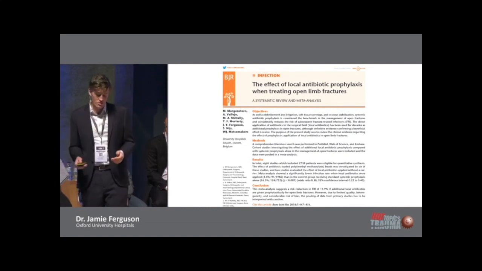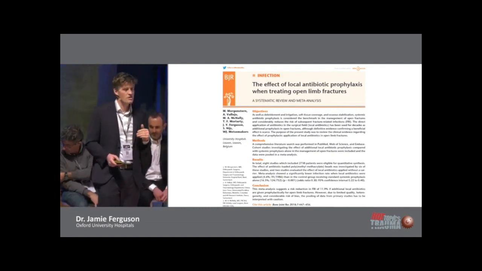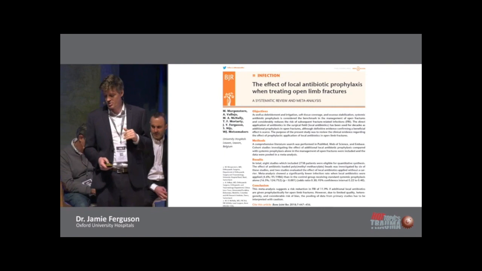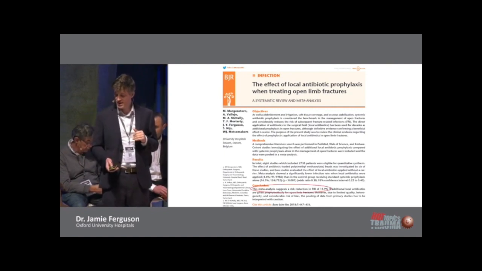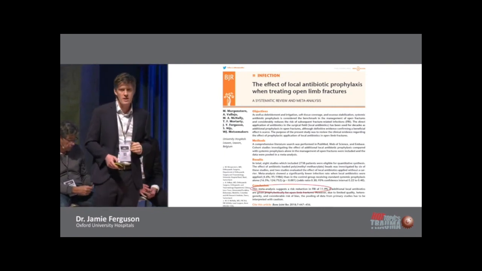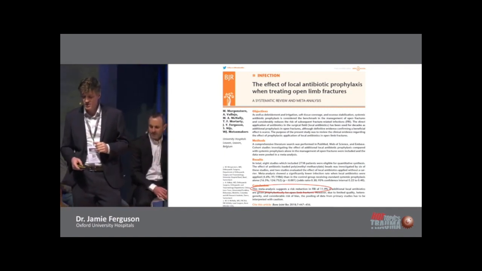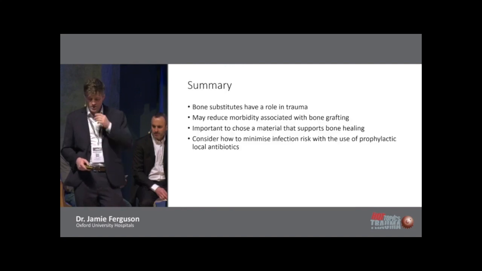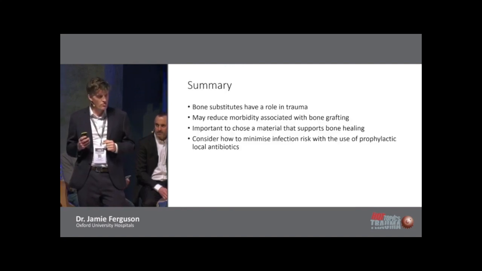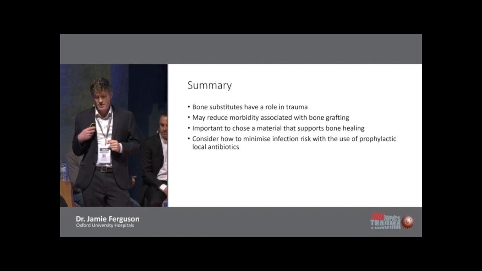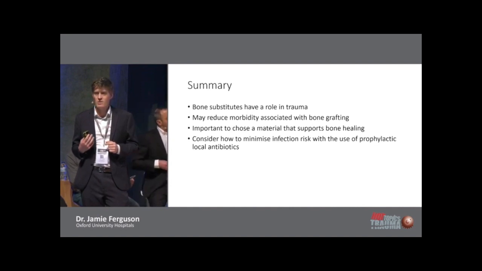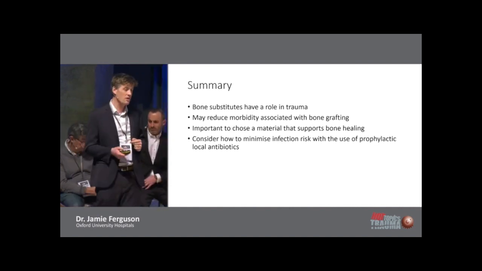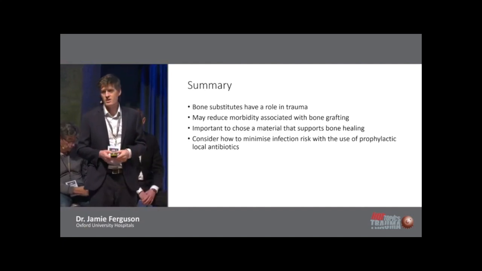And we know that there's some evidence suggesting that there's good activity of local antibiotics at minimizing risk. So prophylactically, these are old studies looking at PMMA spaces, but you can see that there is a significant risk reduction in fracture-related infection with local antibiotics. So in summary, bone substitutes have a role in trauma. They may reduce the morbidity associated with bone grafting, but it's important to choose our material wisely and then consider how we can minimize the risk of complications like infection from using them in these bigger defects.